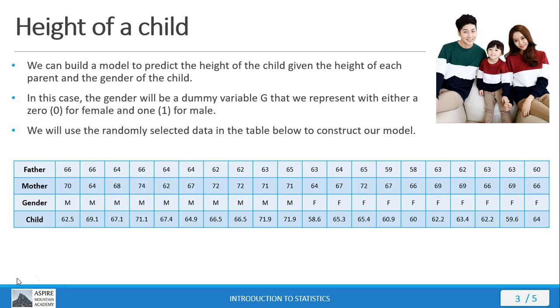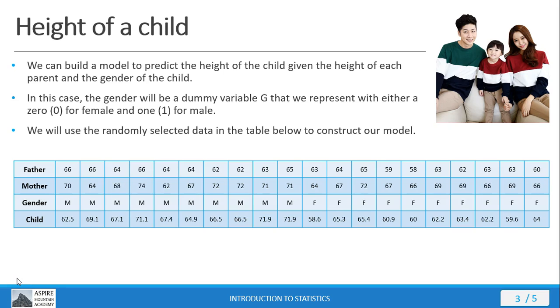Let's take a look at the previous example that we had for predicting the height of a daughter based on the height of the mother and father. What we want to do is expand that model to include not just daughters, but also sons. So here we've got the gender of a child, and males and females are now included in our data set. We want to make a model that predicts the height of a child based on the gender of the child and the height of the parents.